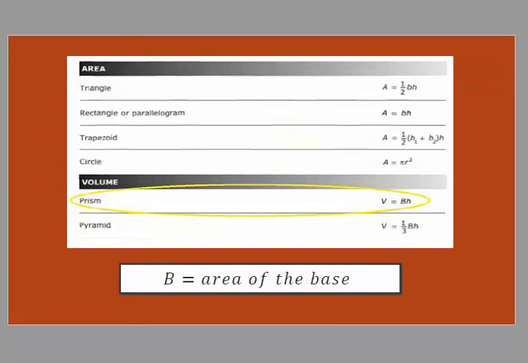Now let's take a look at our formula chart. On our formula chart, we have highlighted the volume formula for a prism. The volume formula for a prism is V equals area of the base times the height. Big B, or capital B, is not shown on your formula chart, so you have to memorize it. Big B represents the area of the base.